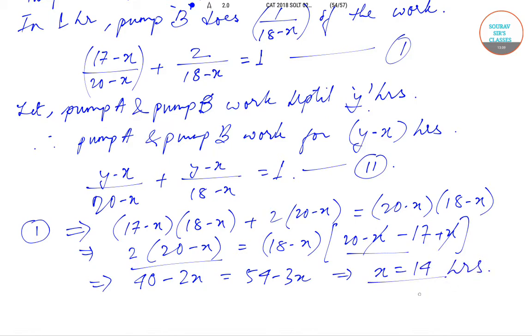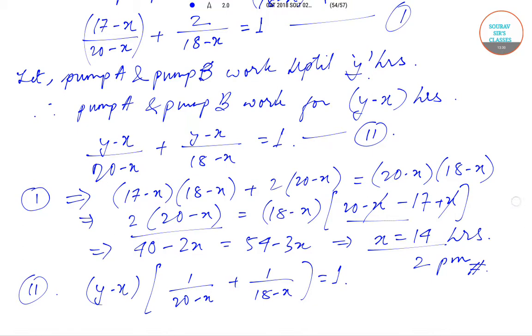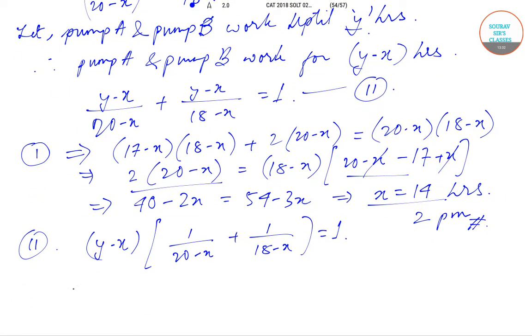So it basically starts working at 2 p.m. Now we'll go on to equation 2. Equation 2 gives us, if we take y minus x common, 1 by (20 minus x) plus 1 by (18 minus x), and this is equal to 1. Now, y minus 14, since the value of x is 14, times 1 by 6 plus 1 by 8, is equal to 1.